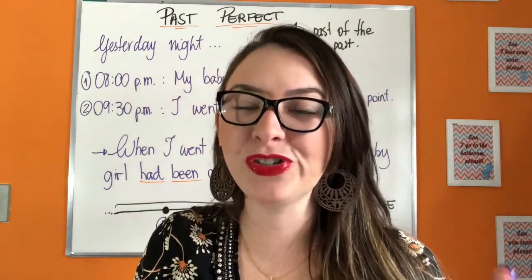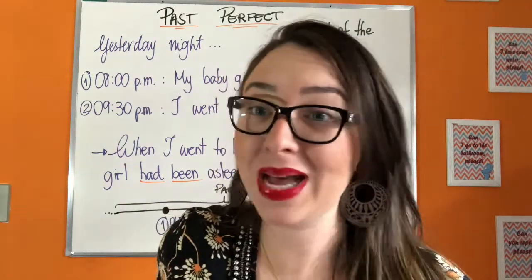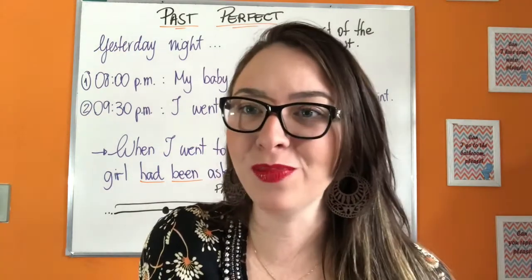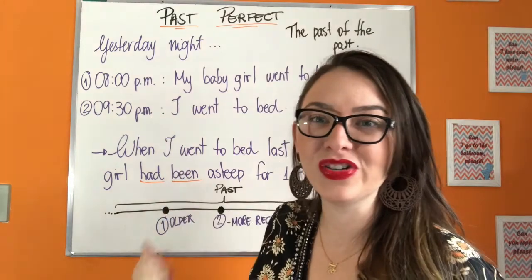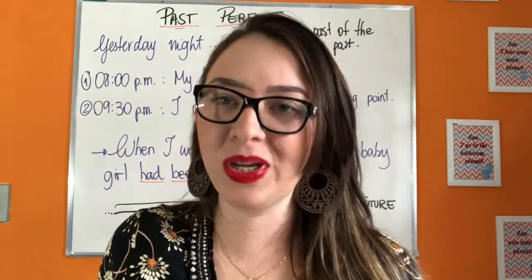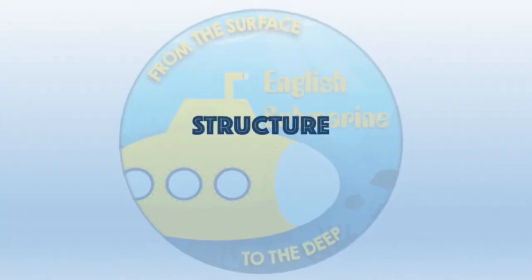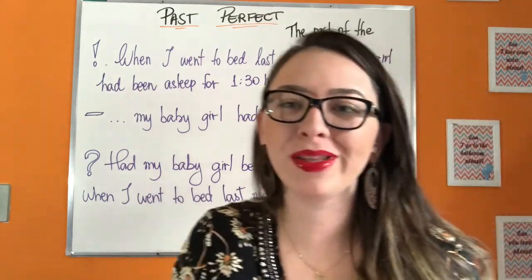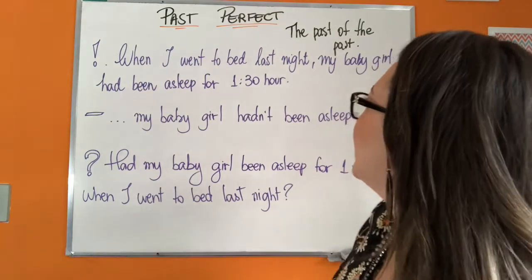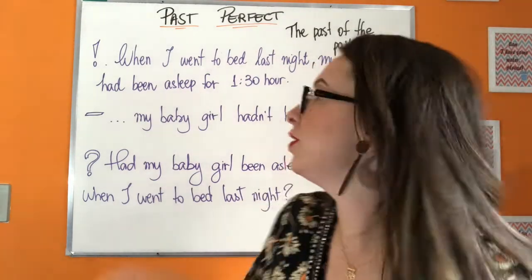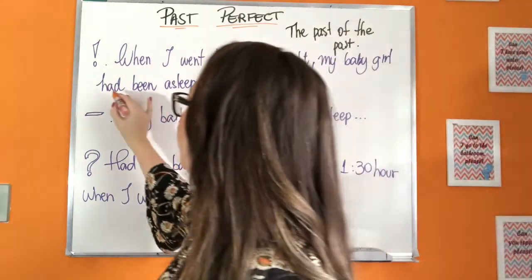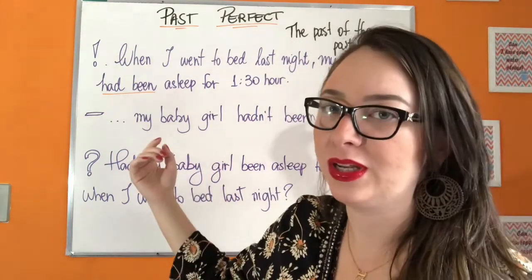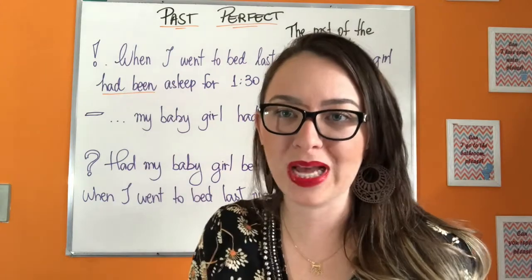And now we are going to see the structure of the past perfect, how it works and what's the difference between this structure and the present perfect. You probably already know it because you could see here on the board, but now let's focus a little bit on it, shall we? I decided to keep the same example and make things easier for everyone. When I went to bed last night, my baby girl had been asleep for an hour and a half. So, the first thing we do is to locate the verbs of the sentence. Had been. Of course, we're just focusing on the past perfect sentence.